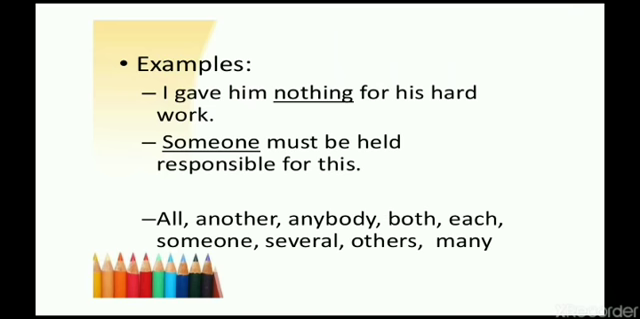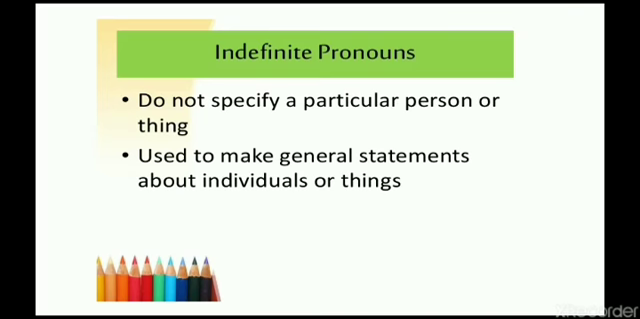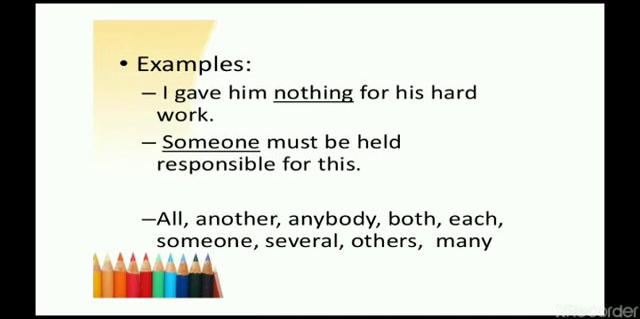Someone must be held responsible for this. Someone is the indefinite pronoun. Why? Because they are not referring to something particular. They are not giving us a definite number. Nothing has no definite number. Someone has no definite number. That's why they are called indefinite pronouns. Other indefinite pronouns are all, another, anybody, both, each, someone, several, others, and many.